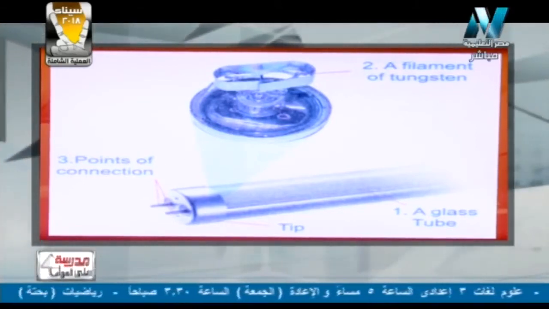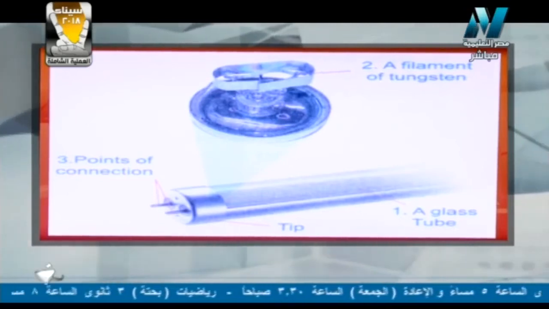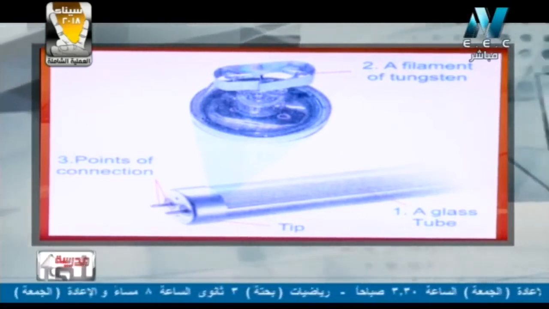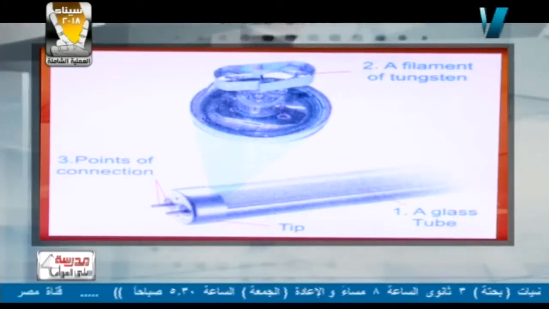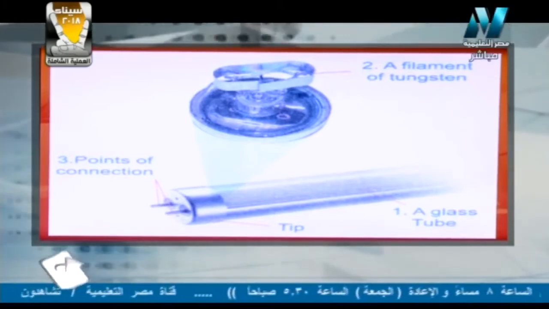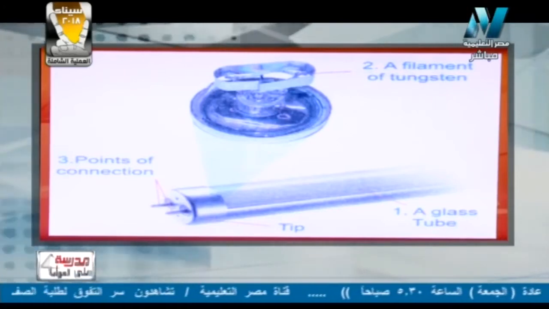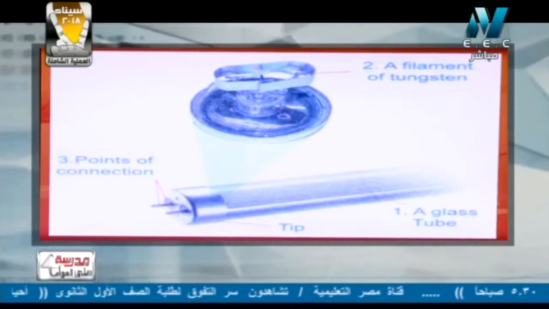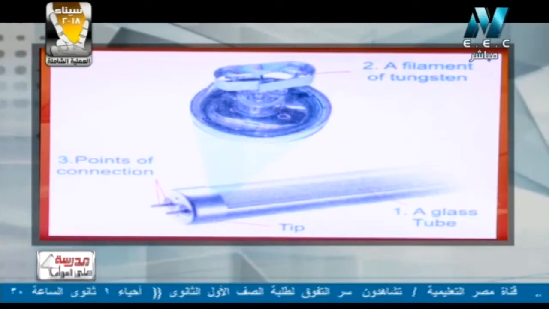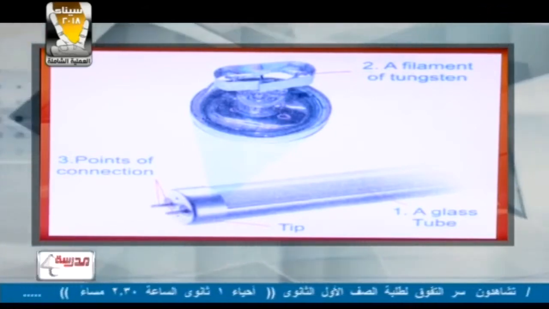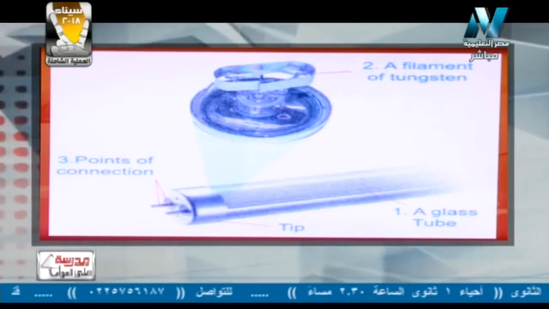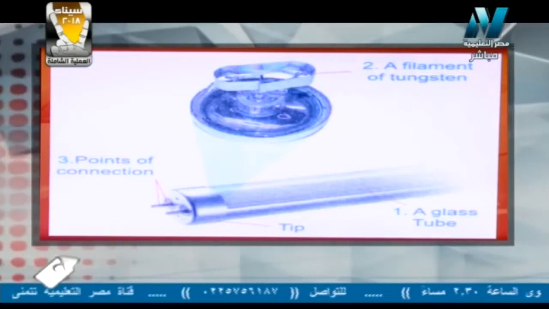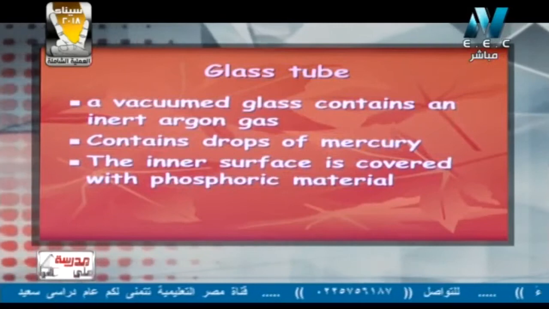We know well that mercury is silver in color. So why do we put mercury inside the lamp? To help in increasing the intensity of light too, because its color is silver, so it reflects the light, and therefore it increases the intensity of light. So again, the fluorescent lamp consists of three main parts: tungsten filament, glass tube, and at last two points of connection. So now what about the glass tube?